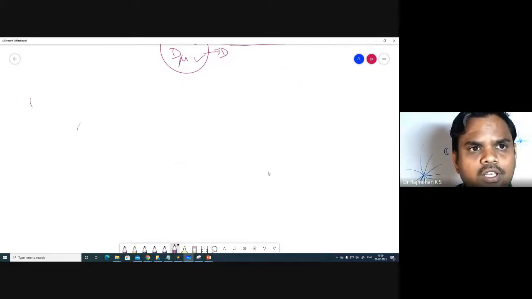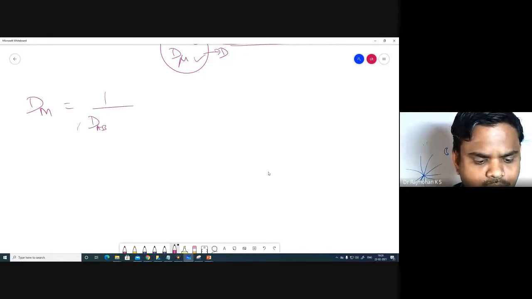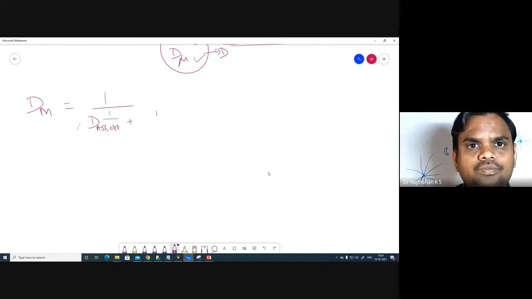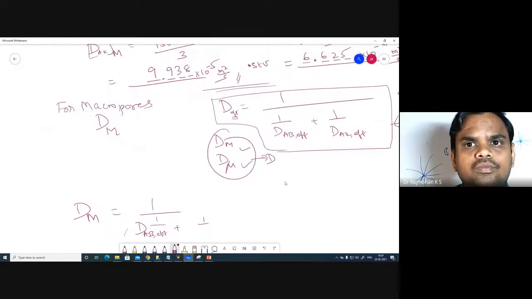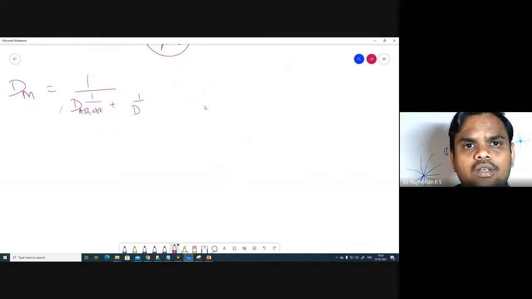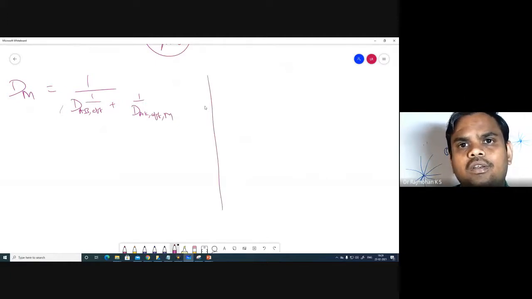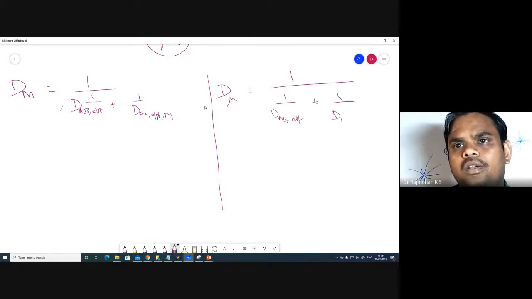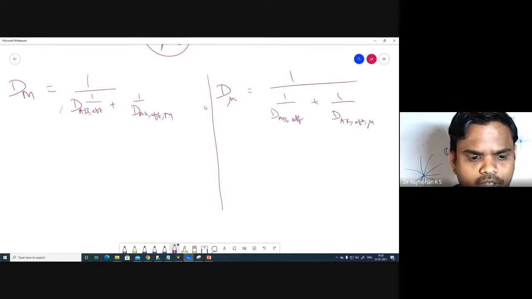What is the formula for Dm? For D macropores, it is going to be 1 by DAB effective, which is going to be the same for both cases, plus 1 by DAK effective for macropores. Similarly, D micropore is equal to 1 by DAB effective plus 1 by DAK effective for micropores. We have determined all the values.